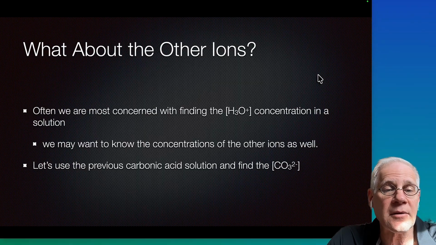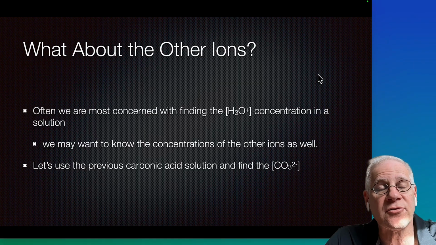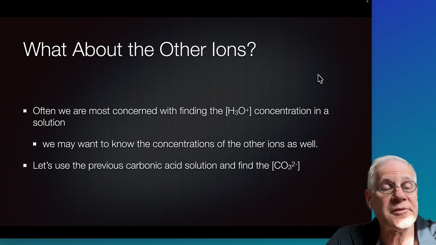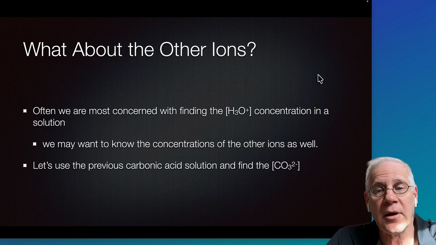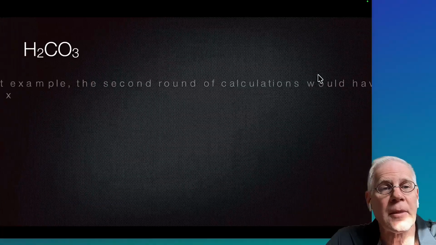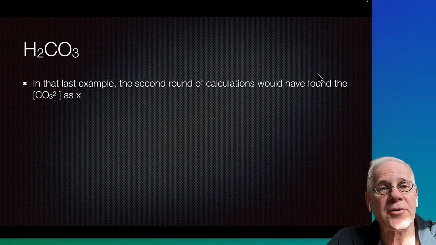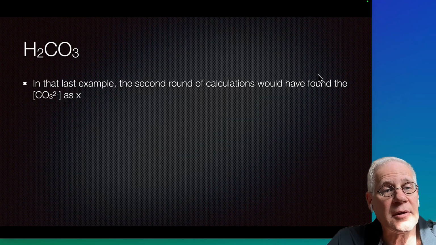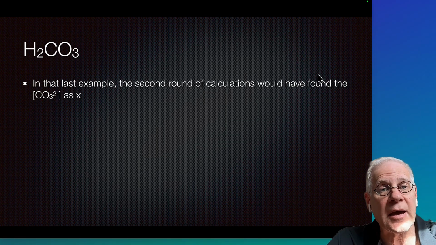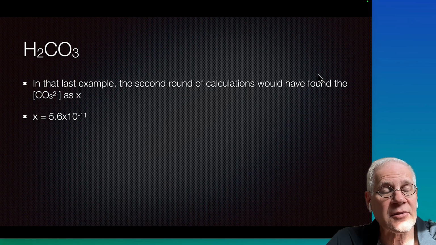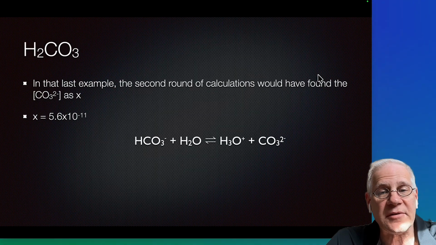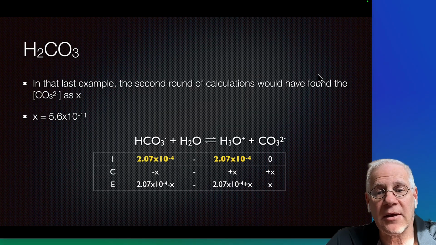So if we look at the previous carbonic acid solution, and let's say we wanted to find the concentration of the carbonate ion, CO3 2 minus. Well, in that last example that we did, that second round of calculations found the CO3 2 minus as X. If you go back and look at the icebox that we set up, we saw that CO3 2 minus had a value of X, and so the value of the carbonate ion would be 5.6 times 10 to the minus 11. There we go.